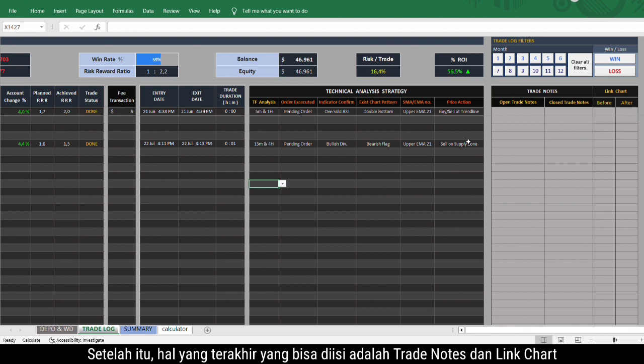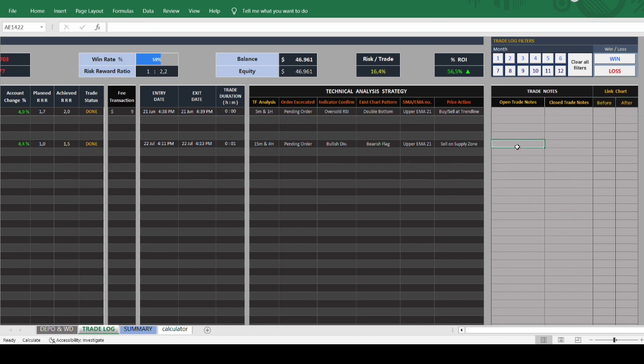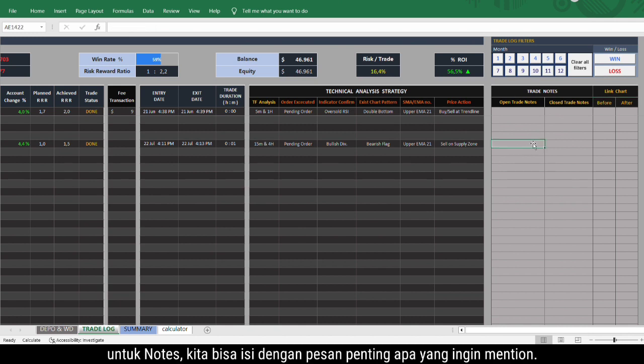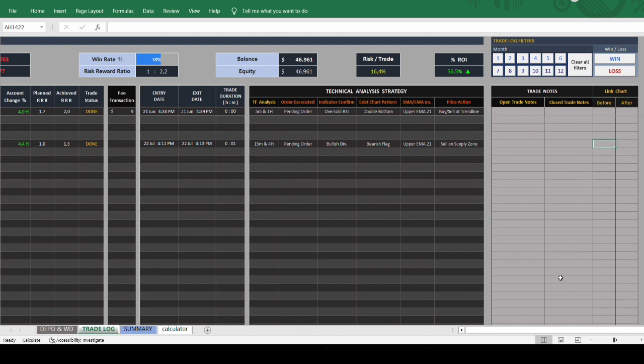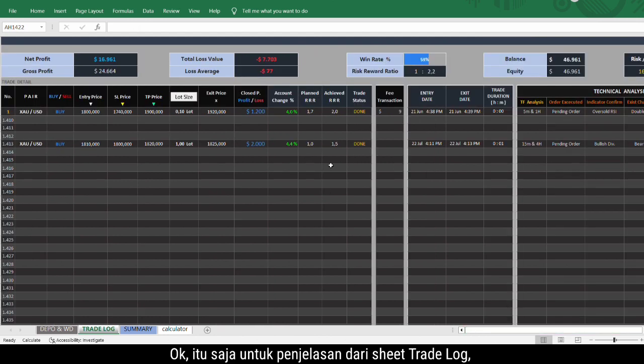So after that, the last thing we need to fill in is the trade notes and the link chart for our trades. For notes, we can fill in what important notes we want to mention when opening trades and after closing trades. And for the link chart, we can just copy the link from TradingView. I think everyone knows how to do this. Okay, that is for the trade log sheet explanation. I think it's clear enough.